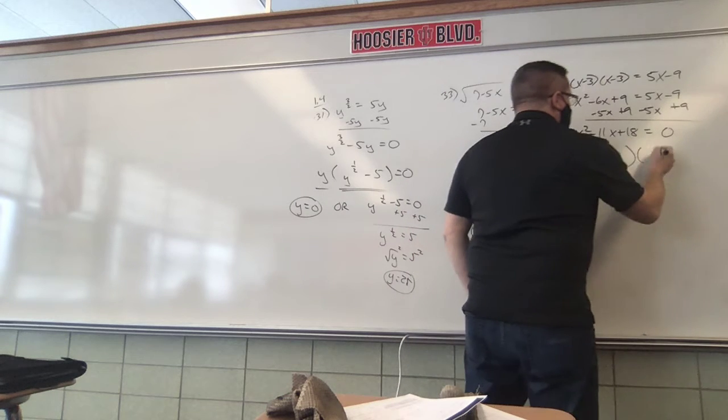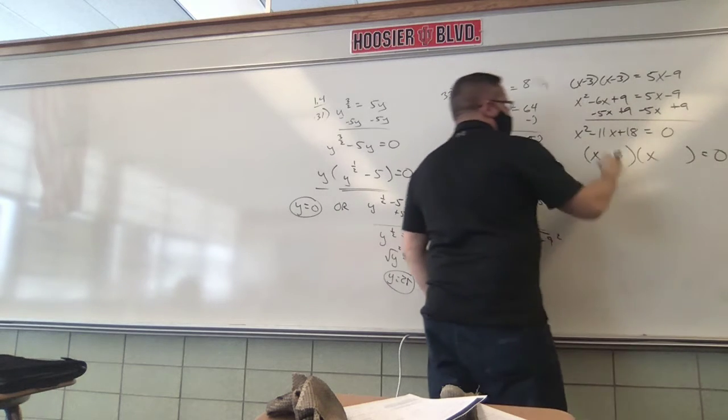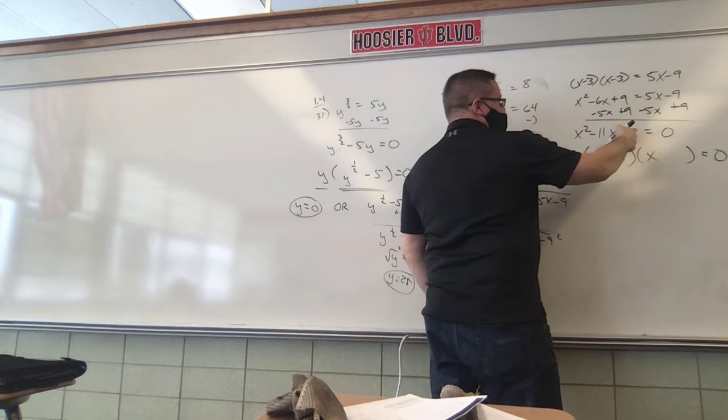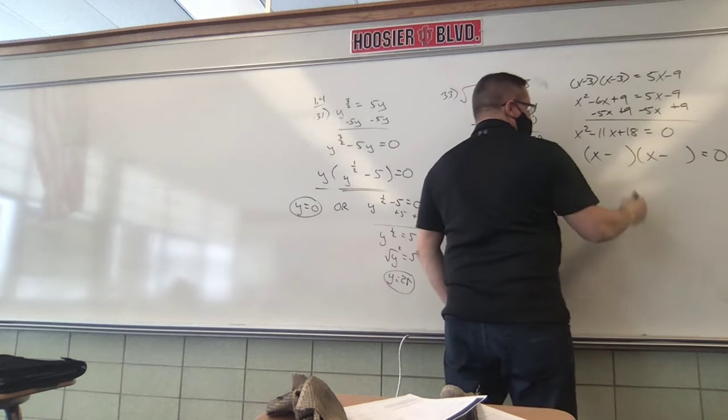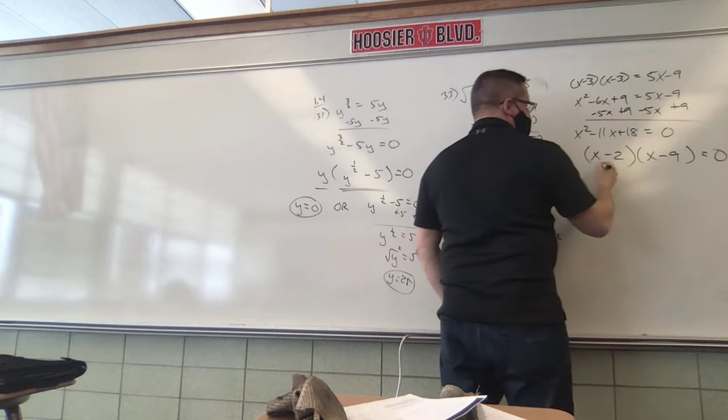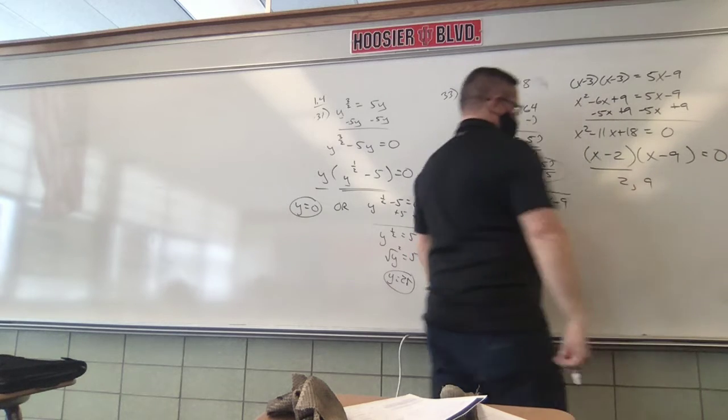So x and x. To make it positive, it's either plus plus or minus minus. It's going to be minus minus, and like Alexa said, 9 and 2. So what makes 0? 2 and 9.